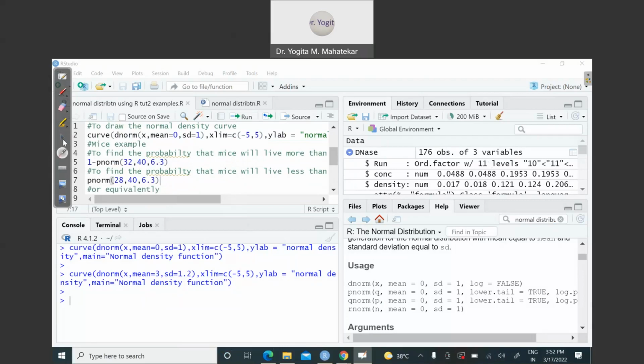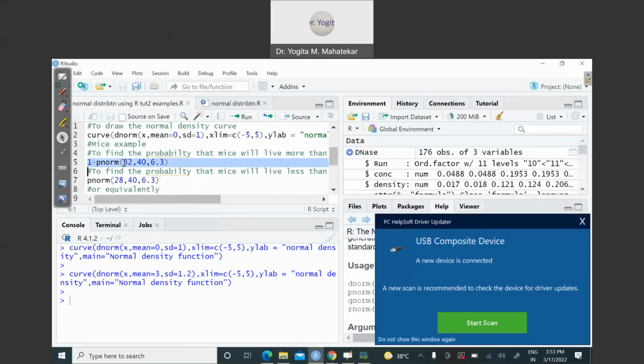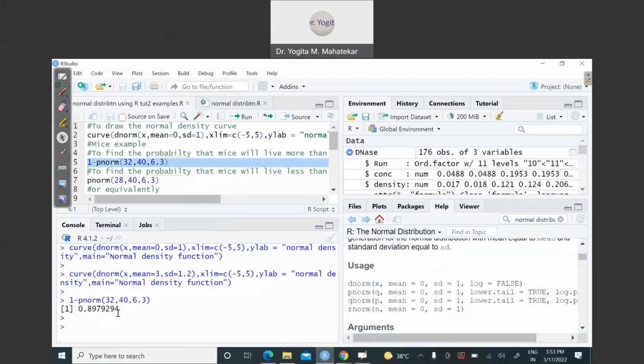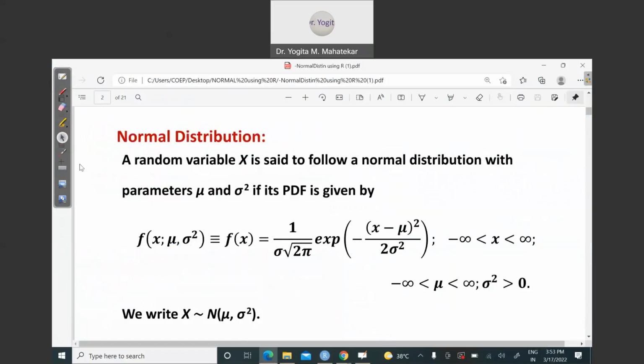So if you copy this command, go to the console and paste it, and then run it by pressing Ctrl plus Enter, it will give you the answer 0.8979294. So this is the probability that the mice will live longer than 32 months. And I hope this answer matches the answer given in the sheet. Okay, so let me go there.